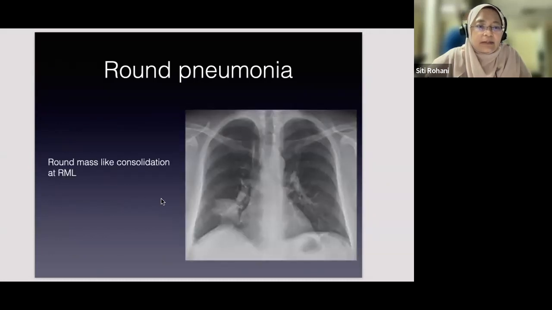This is an example of round pneumonia in the right middle lobe. It's a round, mass-like consolidation, quite well defined at one border and ill-defined at the other margin in the right middle lobe. How do we know this is the right middle lobe? Because part of it obscures the right heart border, but we can still see the right hemidiaphragmatic line.